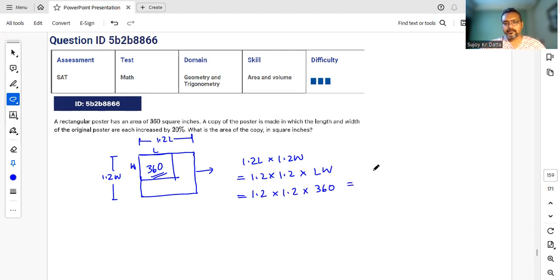So that is roughly, do a calculation. Use a calculator straight away. I'm just doing it mentally. So it's 432, and this would be 518.4 square inches. So that will be your answer. All right, let's go to the next one.